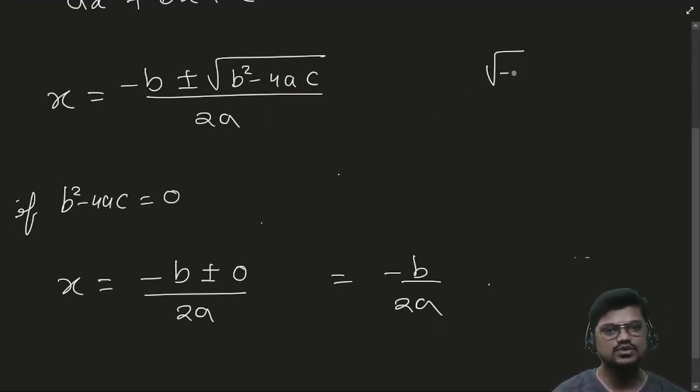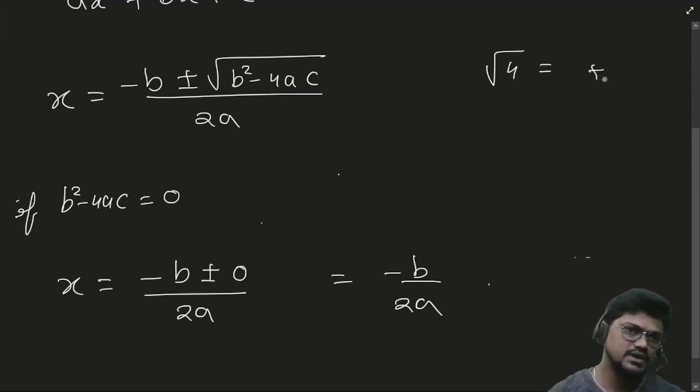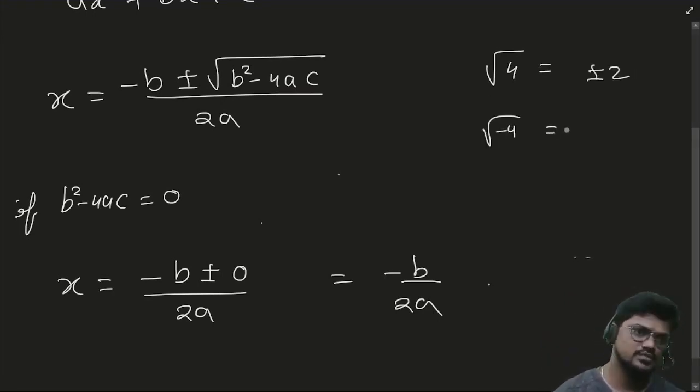What is the square root of 4? Plus minus 2. What is the square root of minus 4? No square root, actually. It does not have a square root. So the square root of a negative number is an imaginary number, or you can say it is not real. Whenever the value under the square root is negative, the roots will be imaginary or not real.